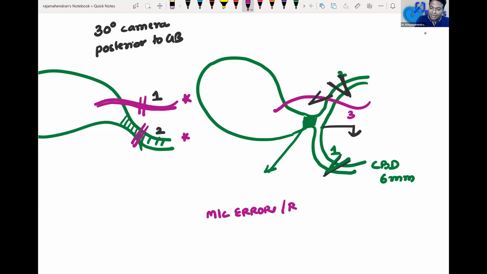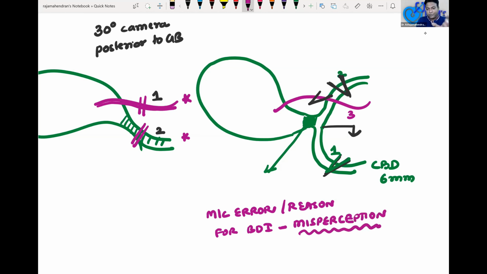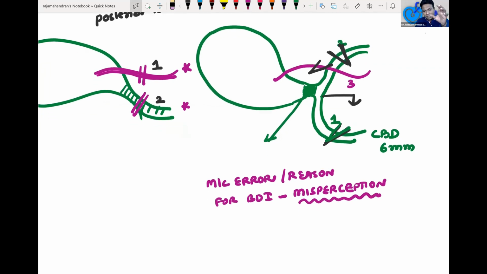So the most common reason for bile duct injury is misperception. Please remember, this is a very important thing, especially in laparoscopy. Misperception of CBD as cystic duct. Very, very dangerous. You should never forget this. Misperception of CBD as cystic duct is a very dangerous issue.